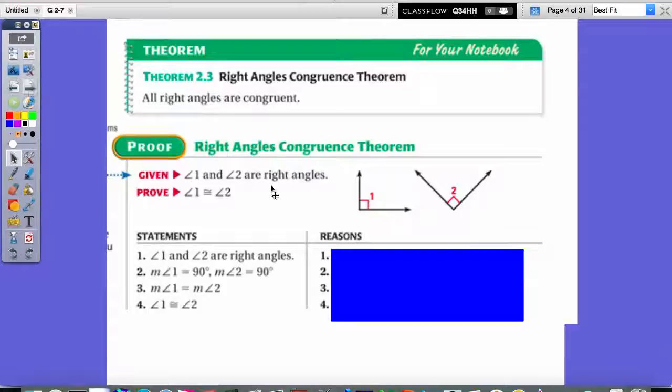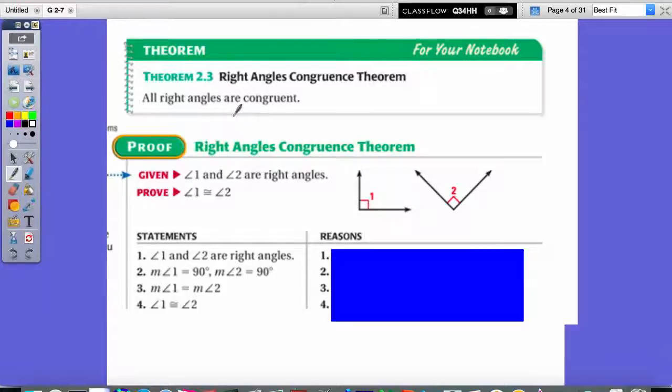When we have theorems, the reason we want to have theorems is because they cut down what we need to do in a proof. So we can then use theorems, things that we've proven, in future proofs. Now, in order to give us a little practice with proofs, we are actually going to walk through the proofs of these theorems. So we're going to actually prove that the right angle congruence theorem, which says that all right angles are congruent, works.